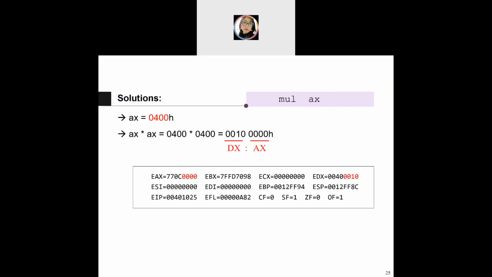So maybe you can also try to run this in your Visual Studio. Can you get a similar answer to store in your DX? So play around also, not just using 0400 hexadecimal. You can try another value, and see whether this one will be stored in your DX or not. And the exact size you can also save in the AX.